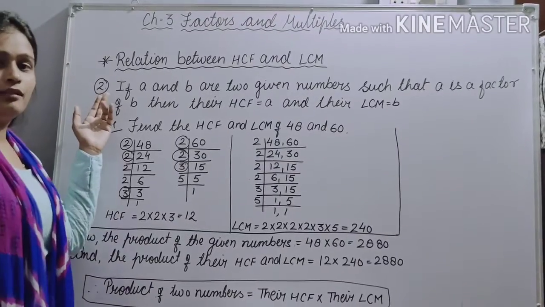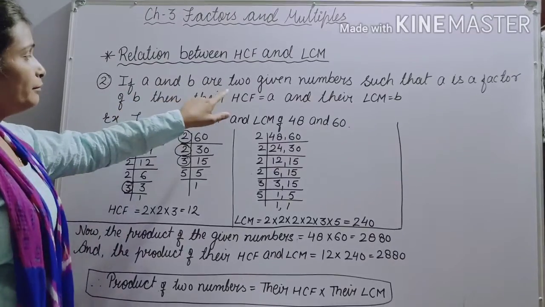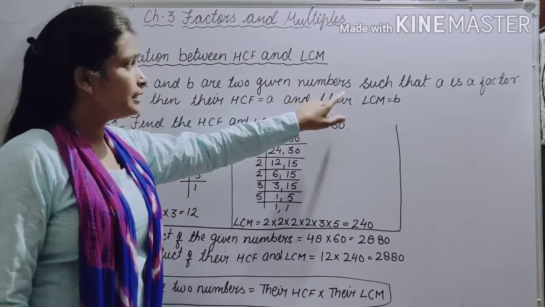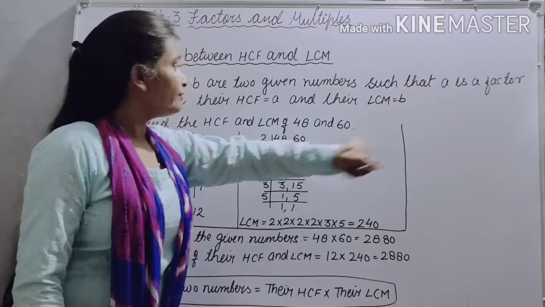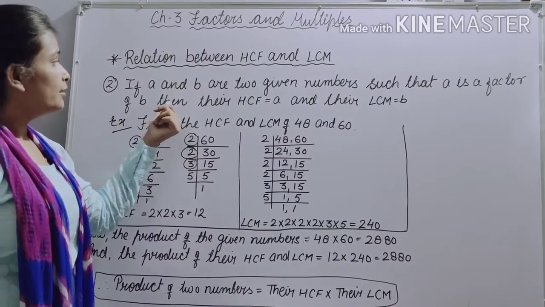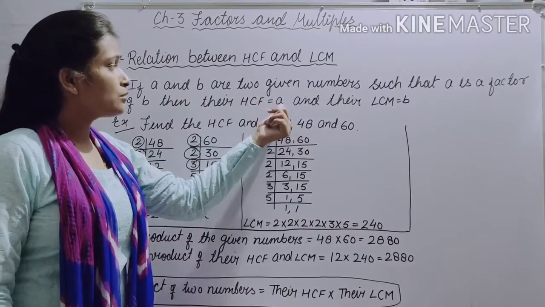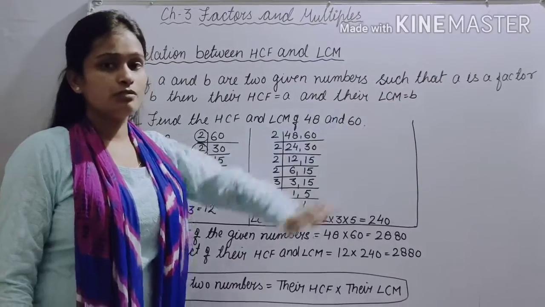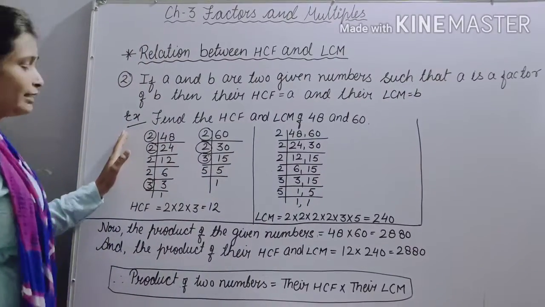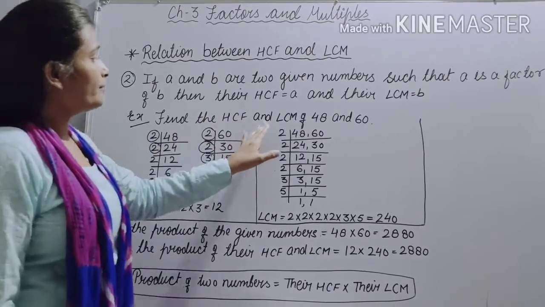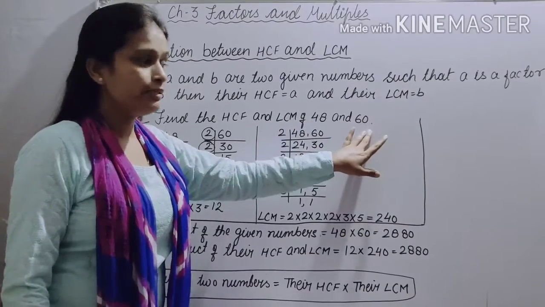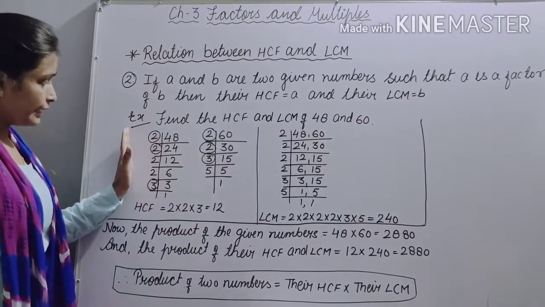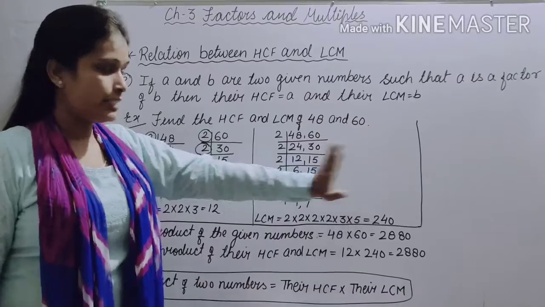Now here is point number 2. If A and B are two given numbers such that A is a factor of B, then their HCF is equals to A and their LCM is equals to B. For example, find the HCF and LCM of 48 and 60. So first of all, this side is HCF and this side is LCM.